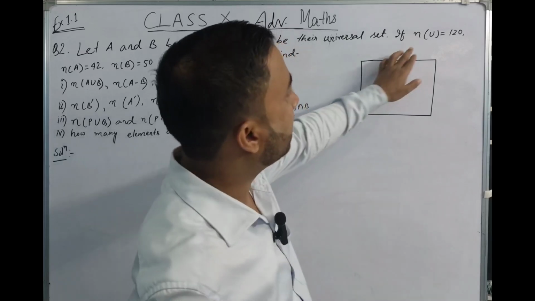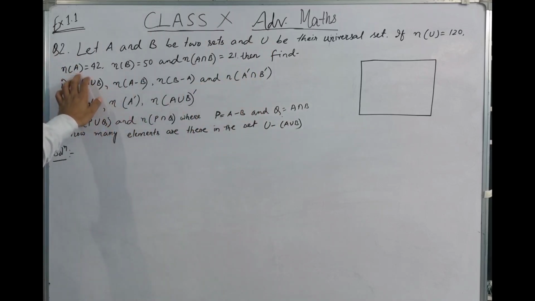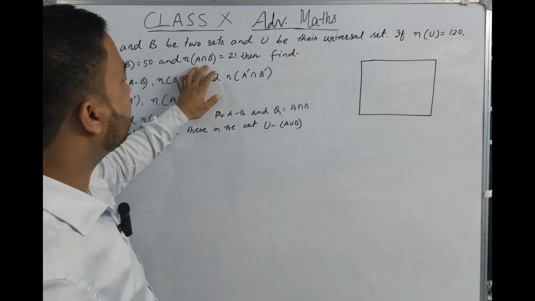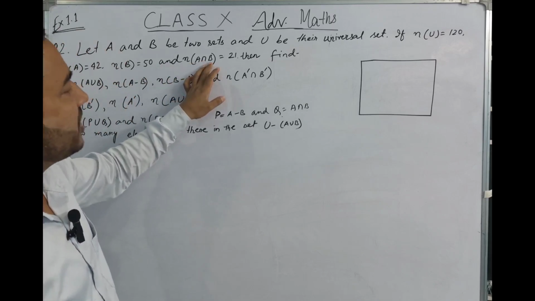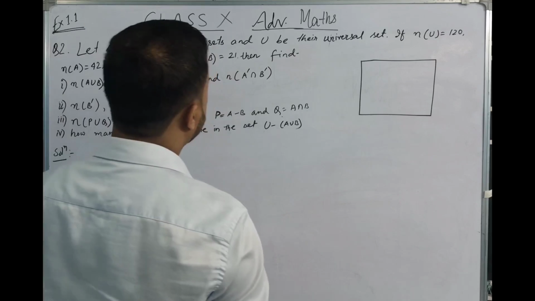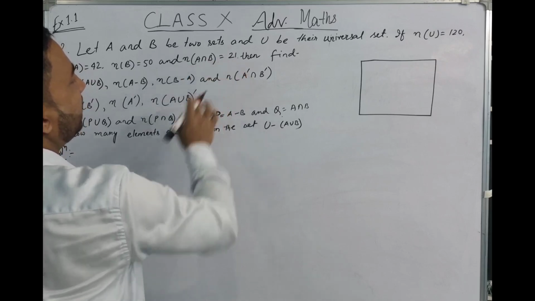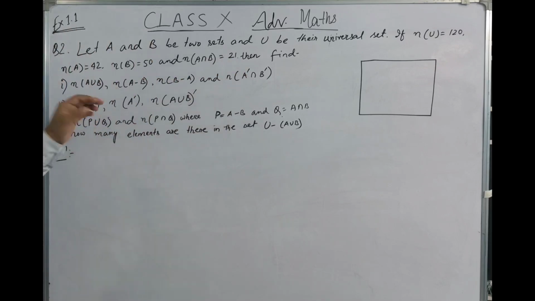So the number of elements in the universal set U is 120, and number of A, that is the number of elements in the set A, is 42, while the number of elements in the set B is 50. And number of A intersection B, the number of elements common to both sets A and B, is equal to 21. Then we have to find the cardinality of these sets.